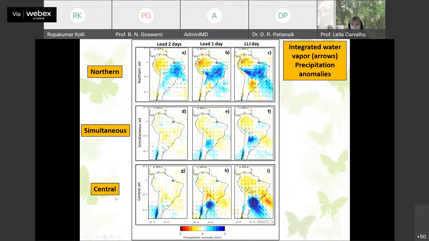Of course, when you have the central Andes and not the northern Andes, then you have a lot more of this suppression here and moisture transport to southeastern South America, causing extreme events in this region.